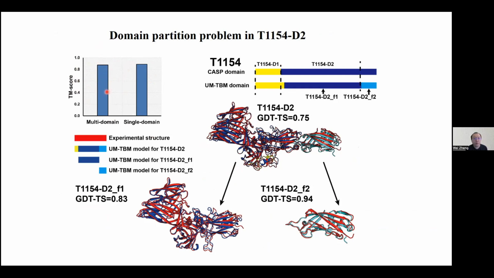Despite the good overall performance, we still notice I-TASSER failed in generating high-quality models, especially for some multiple domain proteins. For example, for T1154D2, we over-predicted it as 2 parts. Although the 2 parts have very good quality with GDT-TS scores all greater than 0.8, the entire domain model has a relatively low GDT-TS score of 0.75. This is mainly because the combined distance map of those 2 parts breaks the orientation between them.